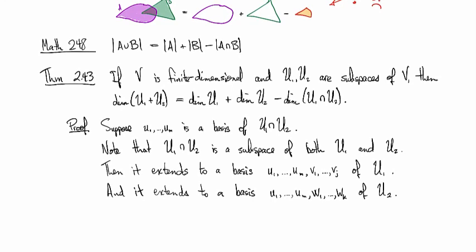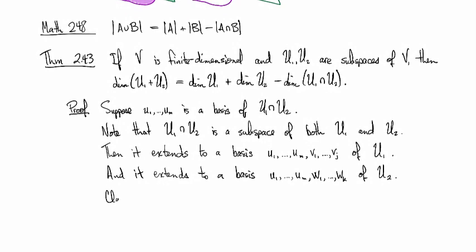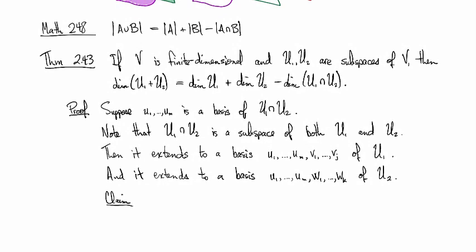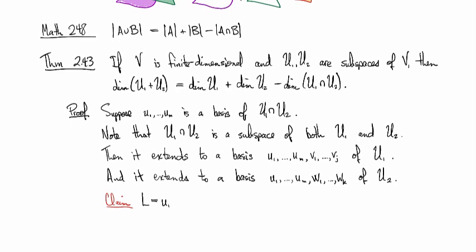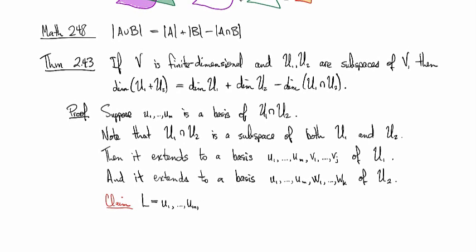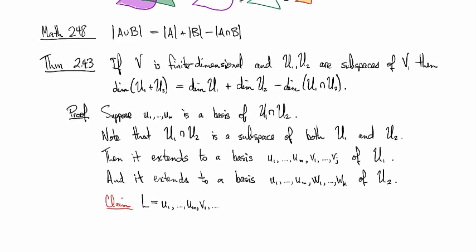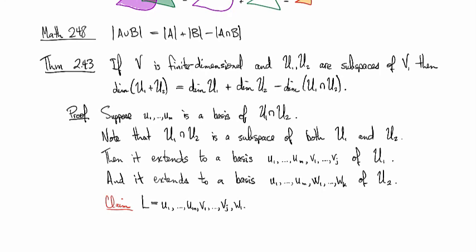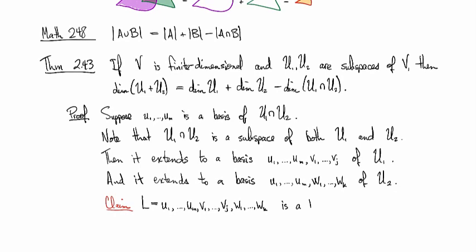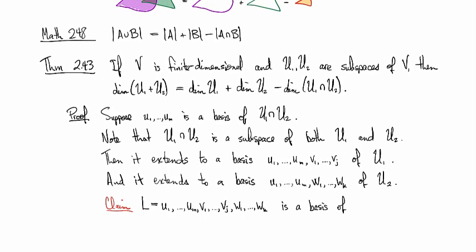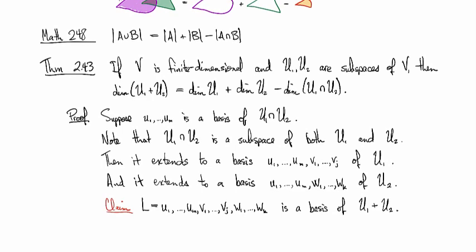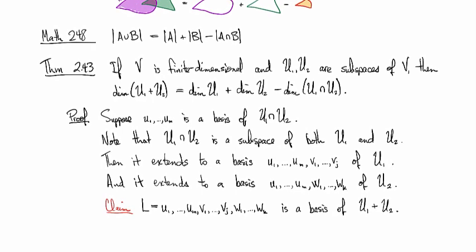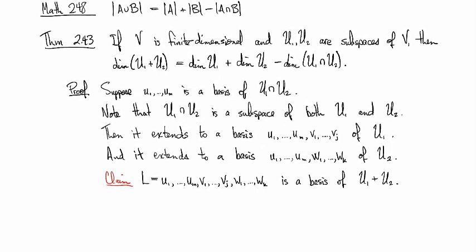All right. So then the claim: I'm claiming now that if I take all this together, u1 through um, v1 up through vj, w1 up through wk, so I've got this long list now, this is a basis, I'm claiming, for the sum space, U1 plus U2. Okay, so now let's just suppose that that claim has been proved.